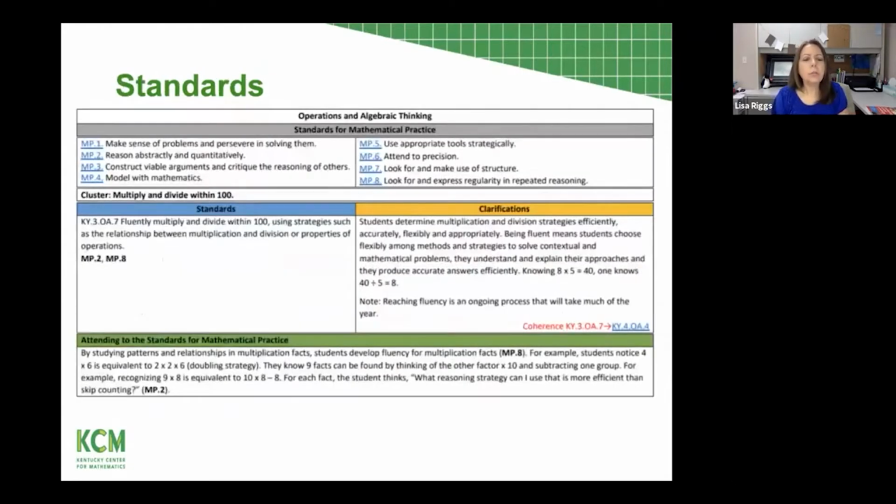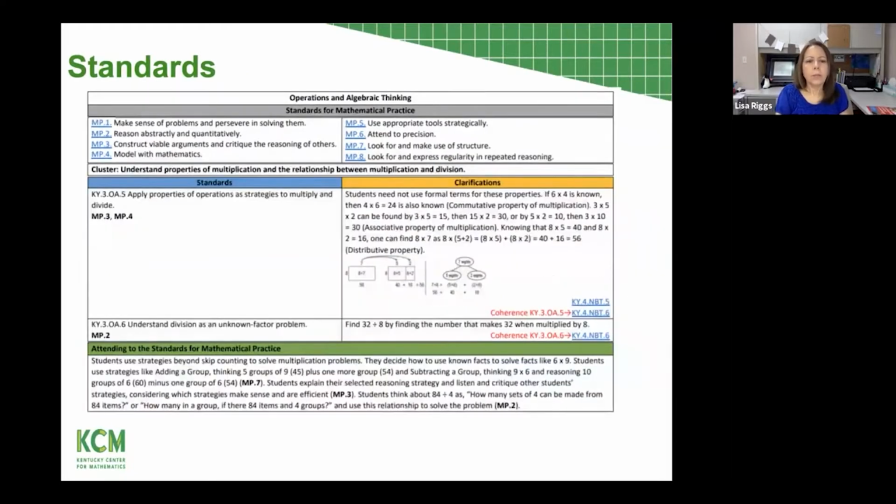Okay. So just a reminder that the standards we're going to be looking at are the 3rd grade fluency standards: to fluently multiply and divide within 100, using those relationships between multiplication and division and the properties of operations, and to apply those properties of operations as strategies to multiply and divide.